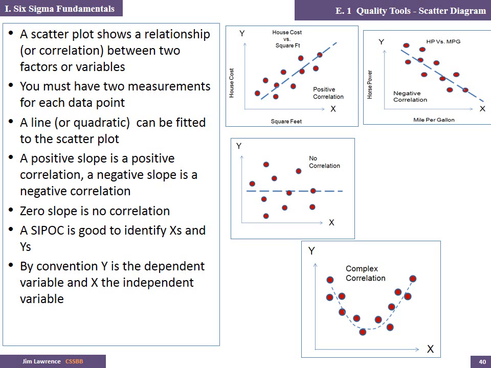A line or quadratic can be fitted to the scatter plot. A line is linear regression. A positive slope represents a positive correlation. A negative slope is a negative correlation. The more it has zero slope, the more there's no correlation. A SIPOC is good to identify x's and y's. By convention, y is the dependent variable and x the independent variable.